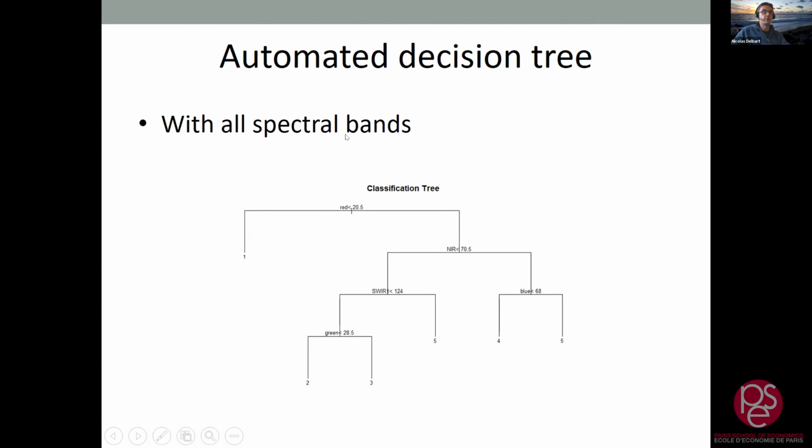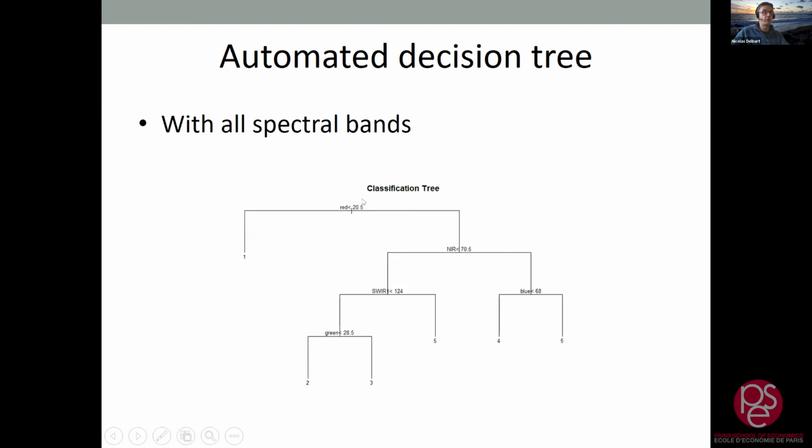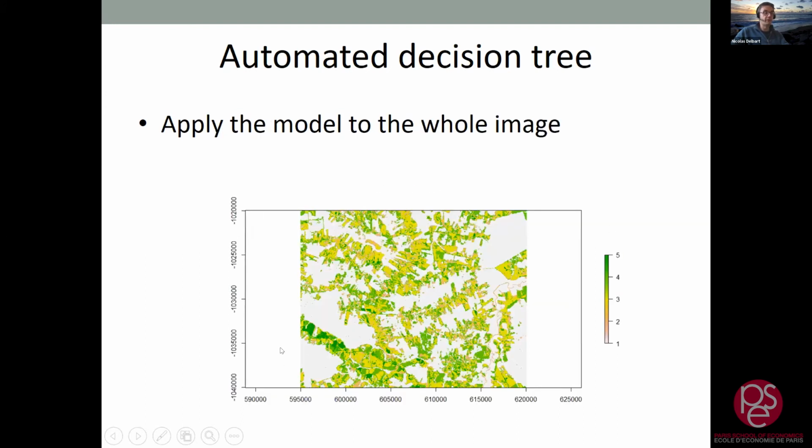Then the same process can be applied to the full remote sensing image, which means including the red spectral band, the near-infrared spectral band, the shortwave 1 spectral band, the blue and the green. So this can be used on a normal remote sensing image. And when the decision tree model is applied to the whole image, we obtain something like that.